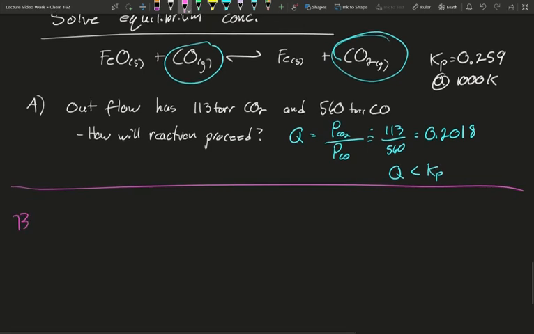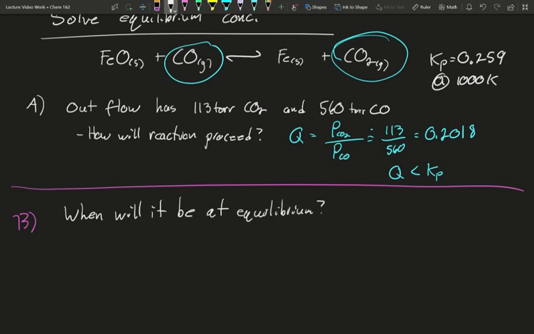Well, that brings up question B then. When will it stop? When will it be at equilibrium? Specifically, what will the pressures be? How do we know when it's at equilibrium in this case? For that, we need to employ an ICE table. ICE tables start with the initial concentrations. They observe the change that occurs and identify what the concentrations will be at equilibrium. So initial, change, and equilibrium.